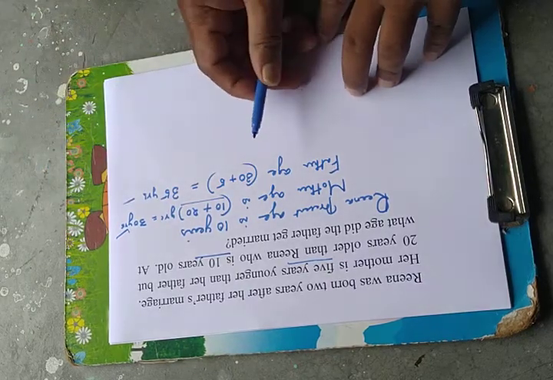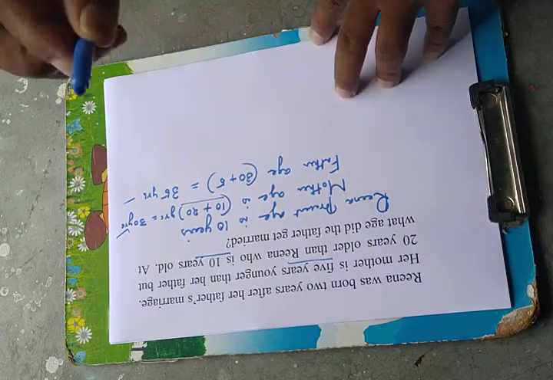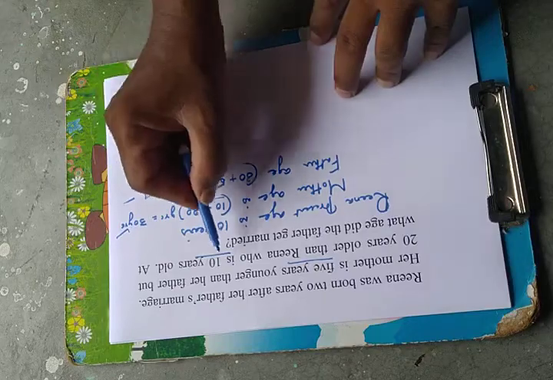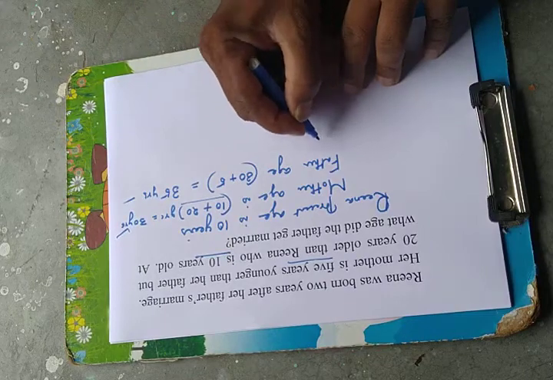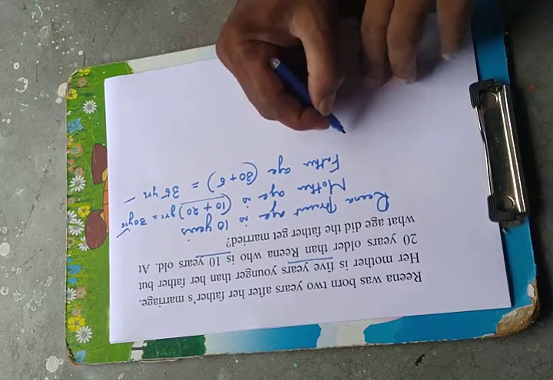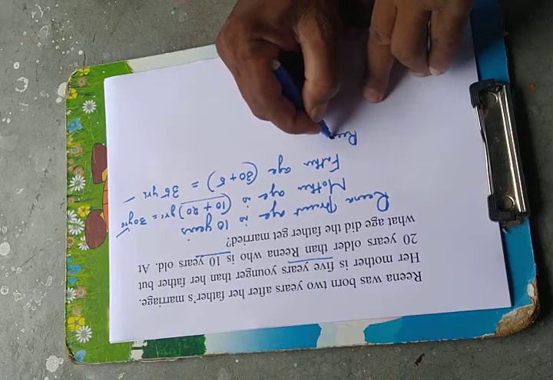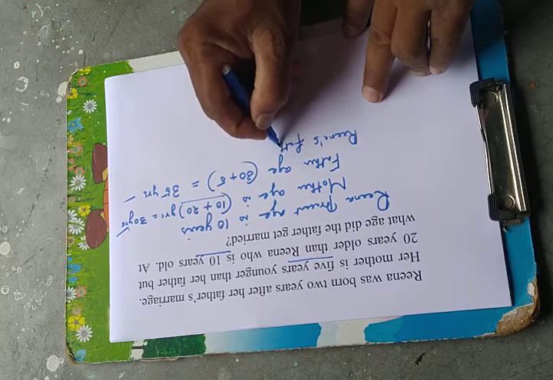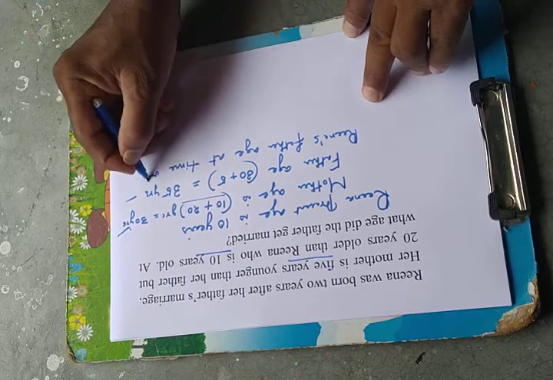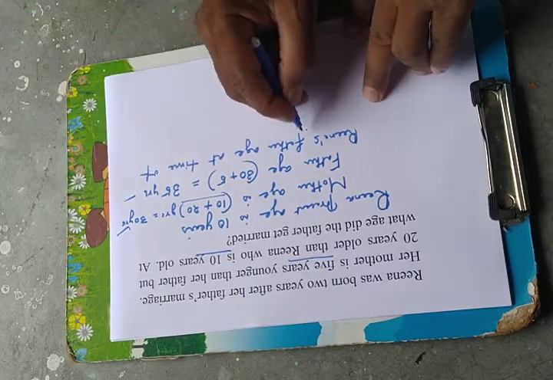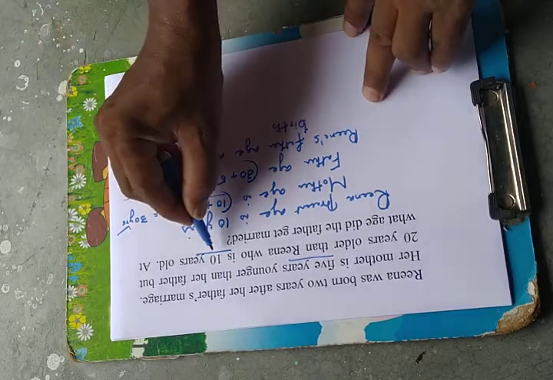Now we are going to find out our father's age at the time of Reena's birth. Reena is 10 years old, which means for the time of Reena's birth we are going to subtract 10 years. Reena's father's age at the time of Reena's birth. Now Reena is 10 years old.